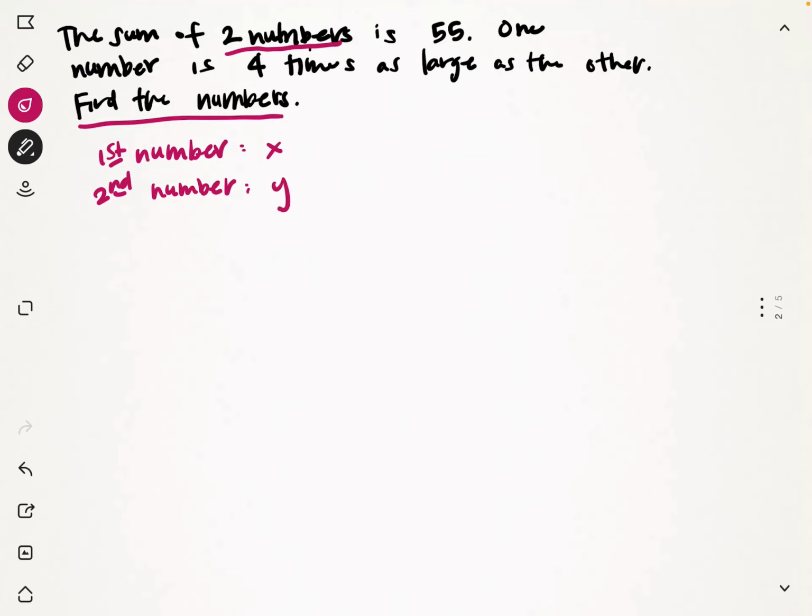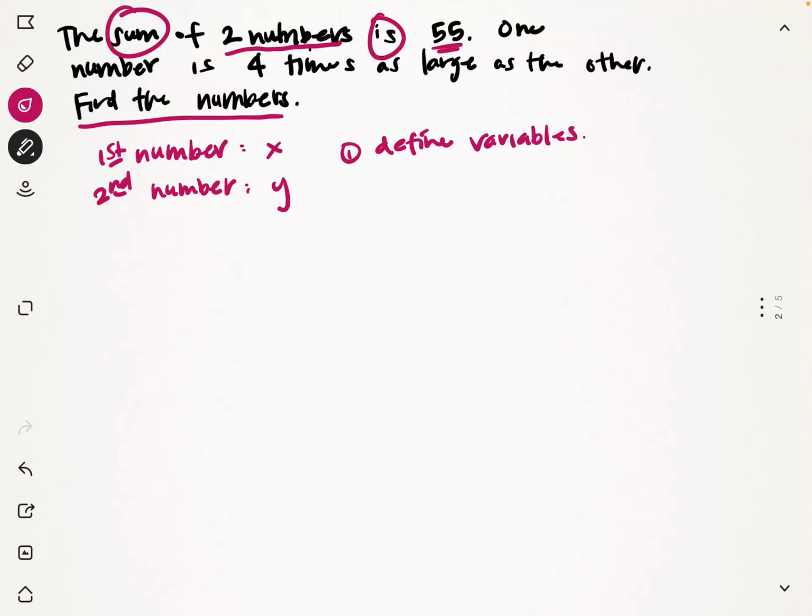Okay? So we've defined our variables, right? Define variables, so that when we go back later, it's going to be a lot easier, and when we're setting up our problem, it'll be much easier to set up. Okay, so the first sentence says the sum. The sum tells us that we're adding the two numbers. And anytime we say it is, that means equals 55.